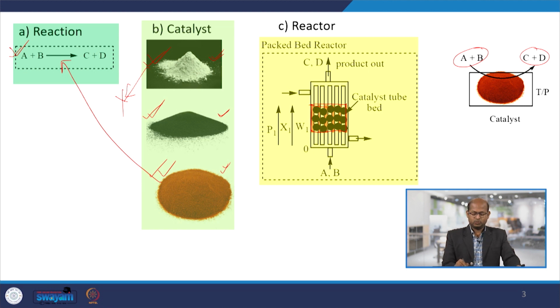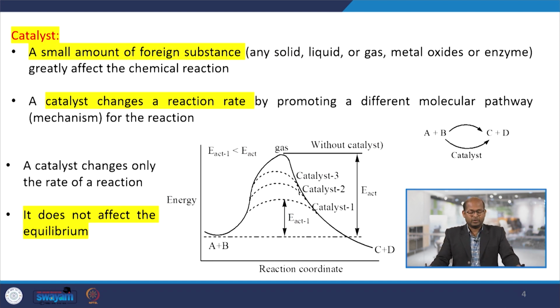Here in the reactor we usually put the catalyst in the form of a bed, and from the bottom we pass reactants A and B, and from the top we get the corresponding products C and D, if we maintain the temperature, pressure, and particular flow rates of the reactants. In that way we can conduct the reactions and get the products. Now, what is a catalyst?